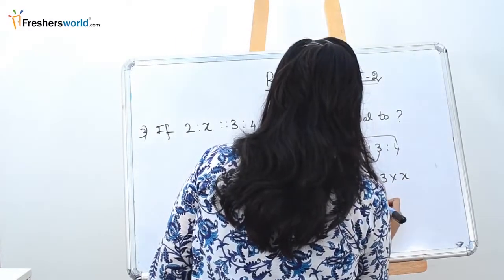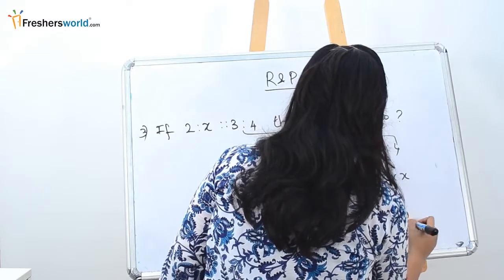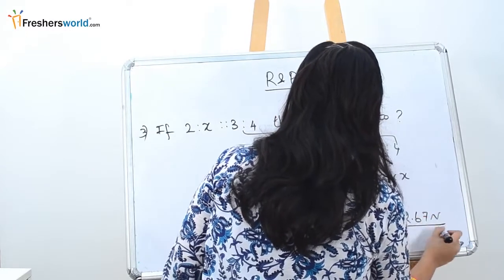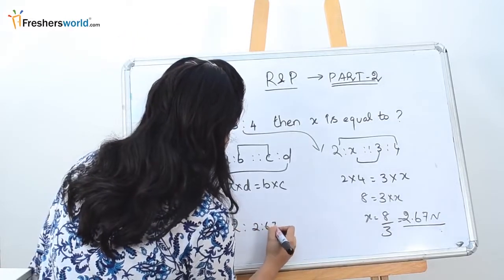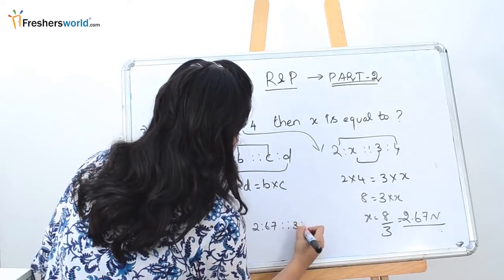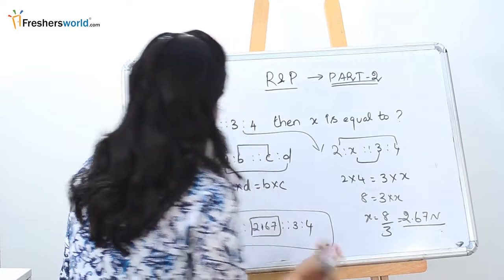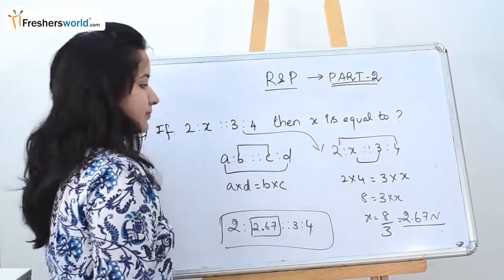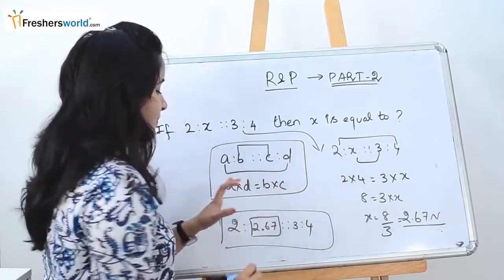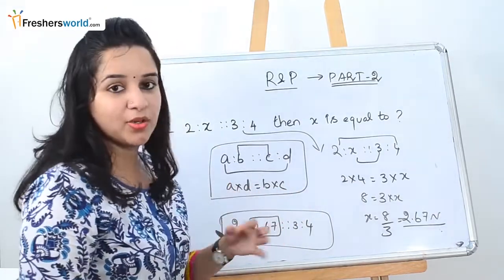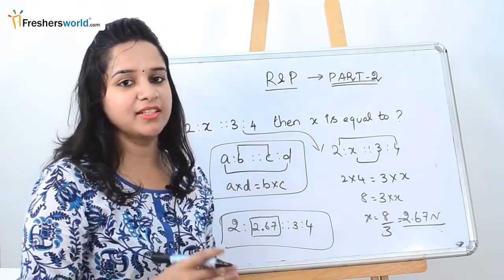So 2 fours are 8 equal to 3 into x. So x is equal to 8 by 3, which is nothing but 2.67 approximately. So it is 2 is to 2.67 is to 3 is to 4, so your x is nothing but 2.67. Once they give the question, if you remember this formula, irrespective of whether they didn't give d or b or c, you can easily find the missing variable. You have to substitute it as x and find the value of x.